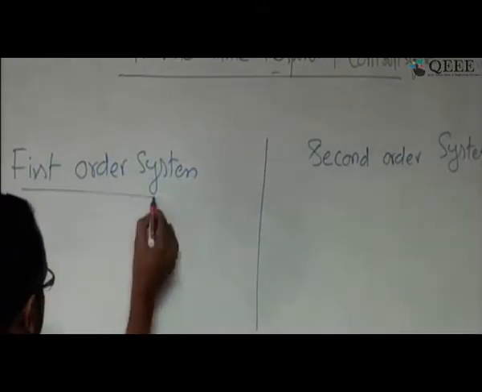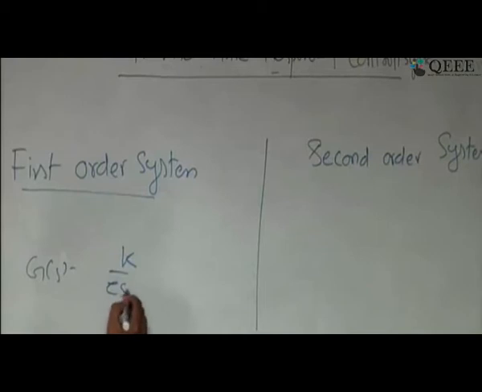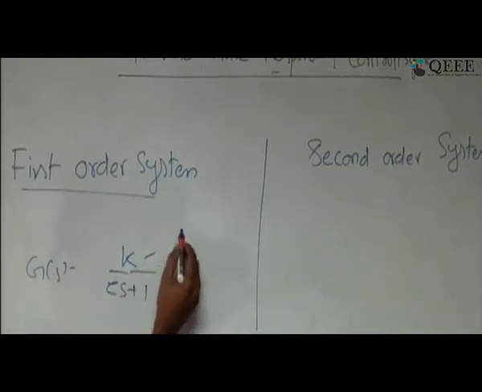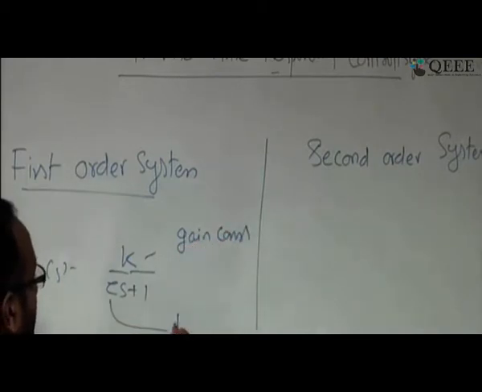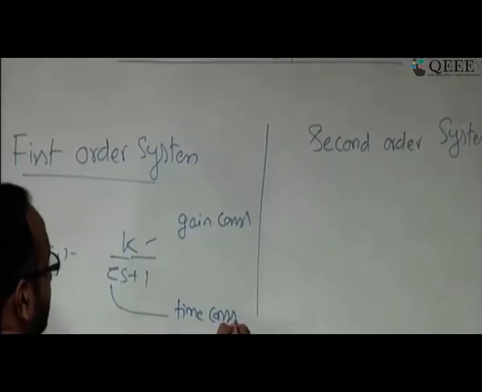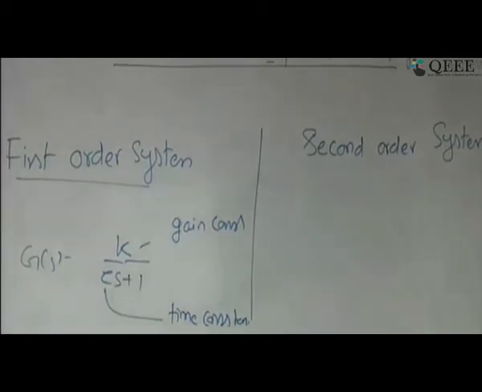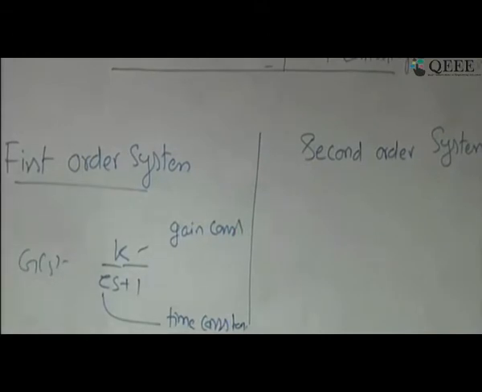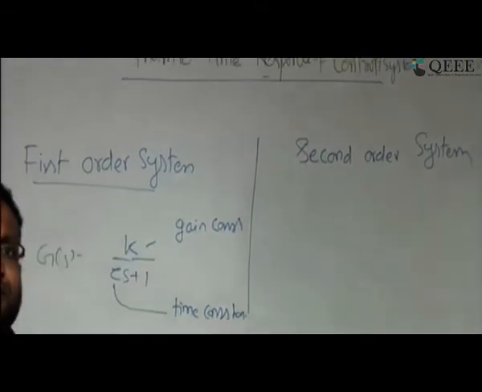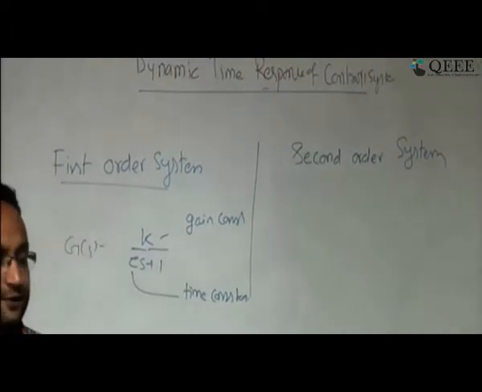In a first order system, I mentioned the transfer function is going to be K by tau s plus 1, where K is your gain constant and tau is your time constant. Whenever we analyze a control system, we look at the response for a very standard input signal, specifically unit step and unit ramp, and we leave the real scenario aside. But this standard input signal tells us how my system is going to behave.